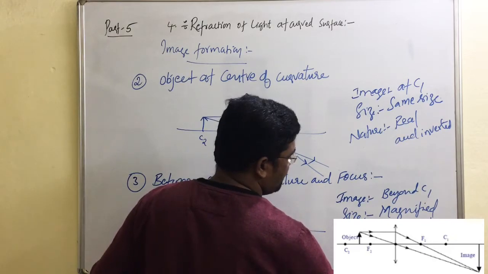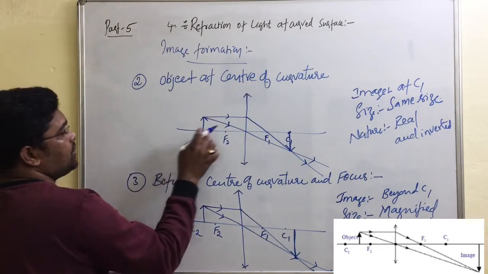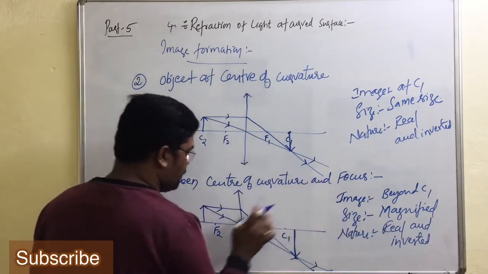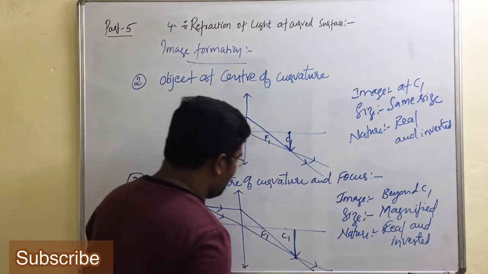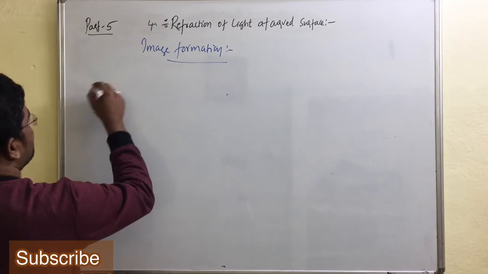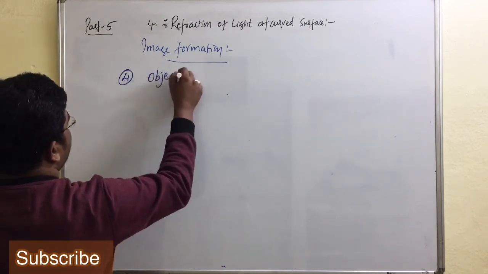Okay, is it clear, children? So second situation was when object is at C2, we get image at C1. When object is between C2 and focus, we get image beyond C1. Clear for everyone? Now let us draw the next position. Now the next position, the fourth one, object at focus.